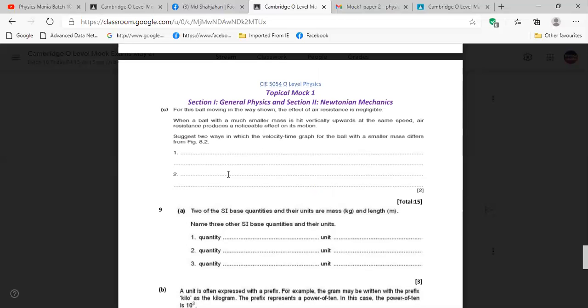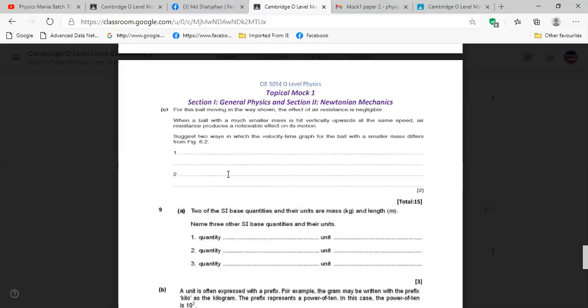Actually, they are now giving us something with air resistance. That is drag force. Drag force working on the smaller ball, right? So we have to focus over there. If it is a smaller ball, then air resistance will work on it less. The resistance will work less.